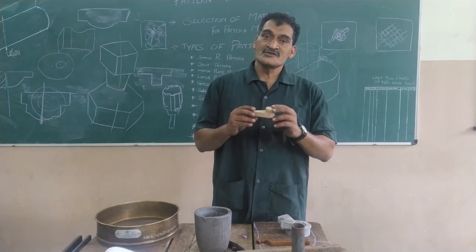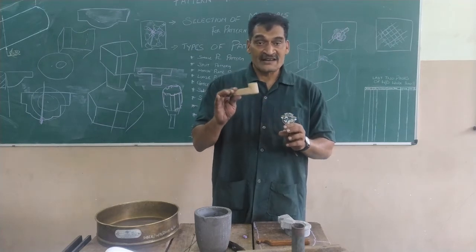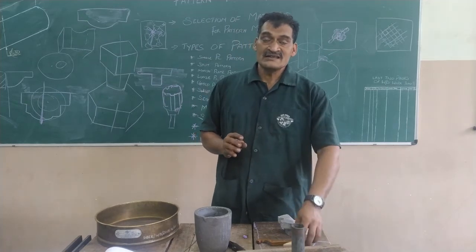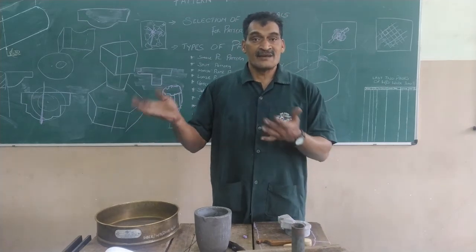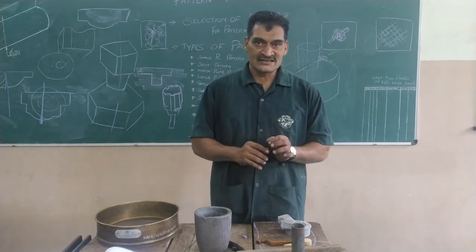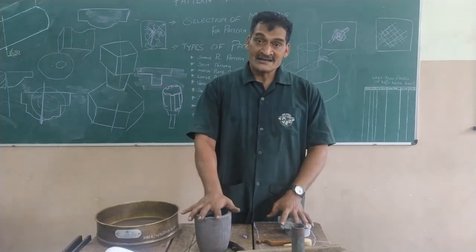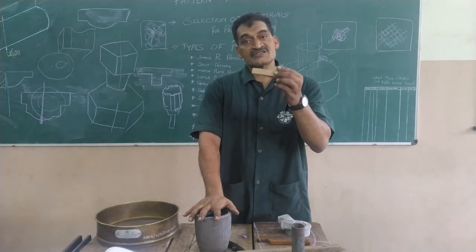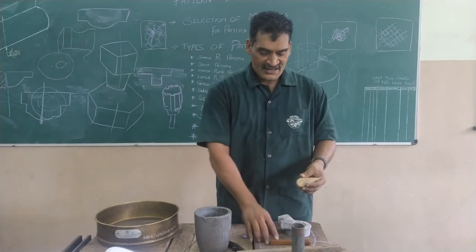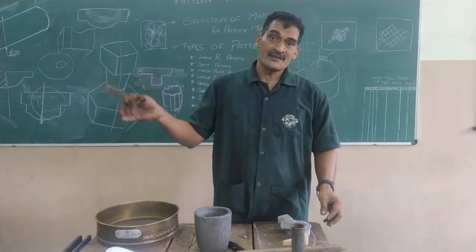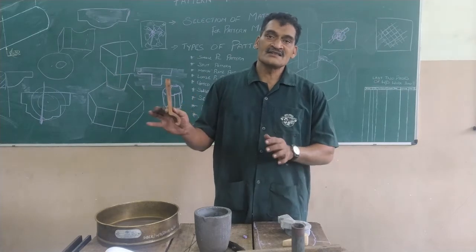But let me introduce you to pattern making and foundry. Now, foundry is a place where metals are melted and poured into molds. Pattern is the basic tool, the principal, most important tool that is used in making the mold, in which we pour molten metal and we get a casting.